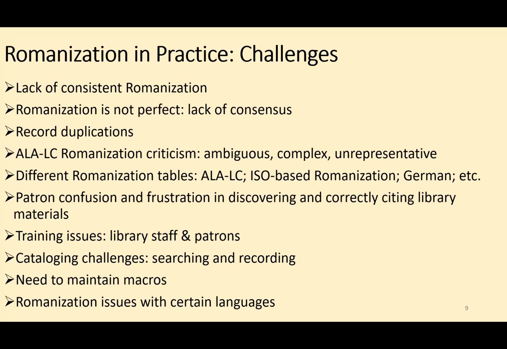Some criticism has been voiced regarding the ALA-LC romanization rules as being ambiguous, complex, and unrepresentative. There are different romanization tables available and used around the world and reflected in our shared catalog. All this can create patron confusion in both discovering and correctly citing library materials. Also, providing training documentation for romanization can be really time-consuming for certain languages, and that applies to both staff and users. In cataloging, missing the correct romanization, especially within the first few words of the title, can jeopardize the visibility of the record. Each language may have its own issues and challenges.